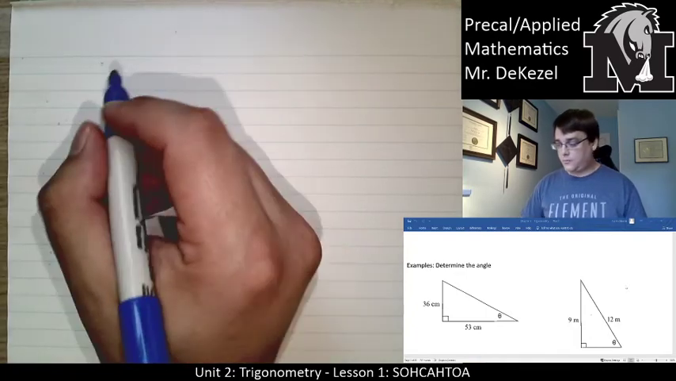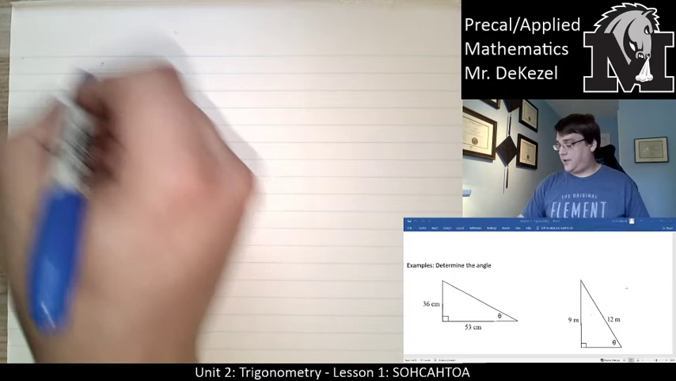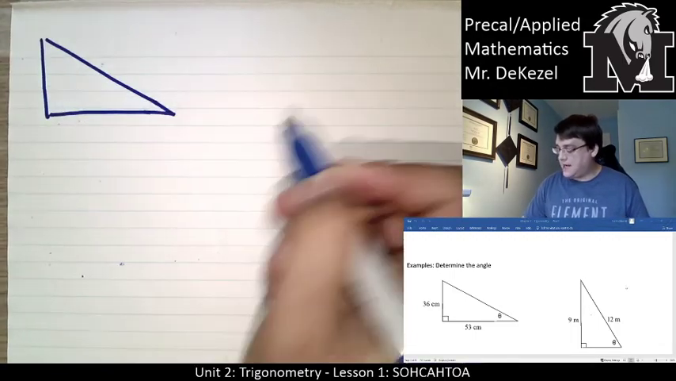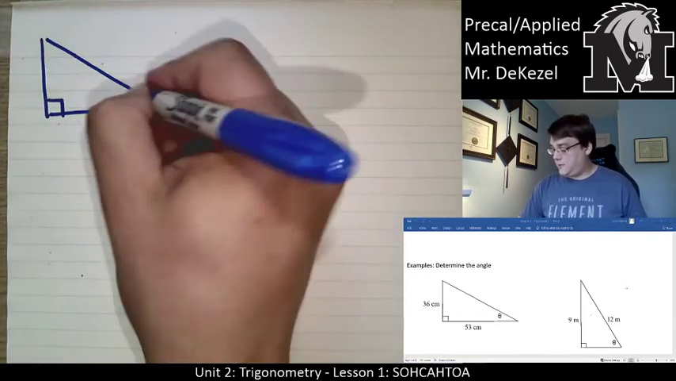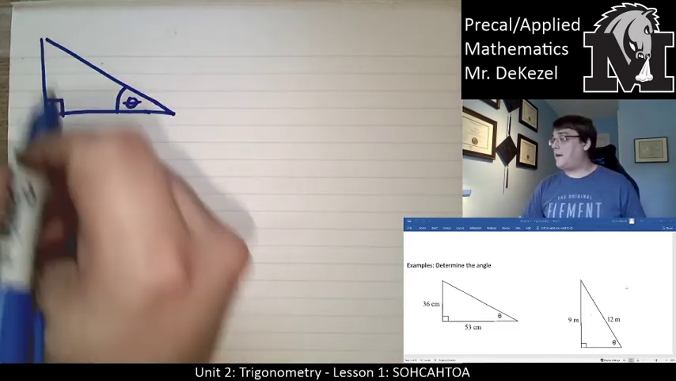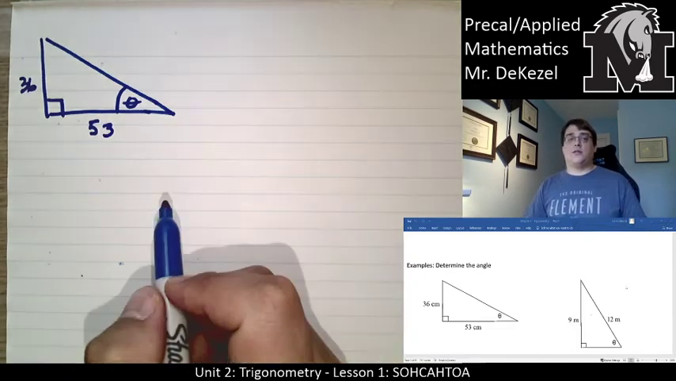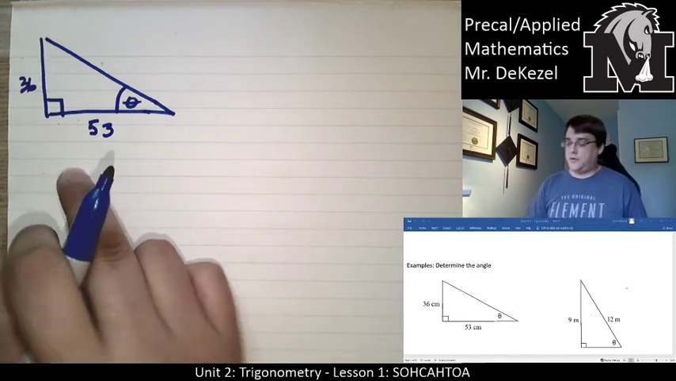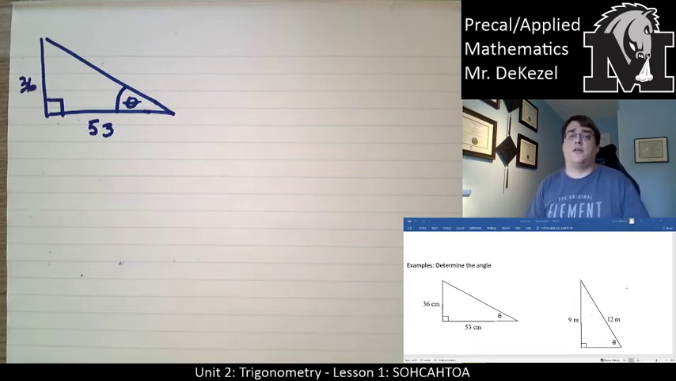So, let's see. We have a triangle given. I always like to draw it out so that I can label the sides for you guys. So we have a right angle down at this corner, and we have our angle of interest labeled as theta here. And a side of 36 and a side of 53. So we have no angle, we only have two sides. We still have an angle of interest, the one that we want to know, so we can still label them correctly according to that angle.